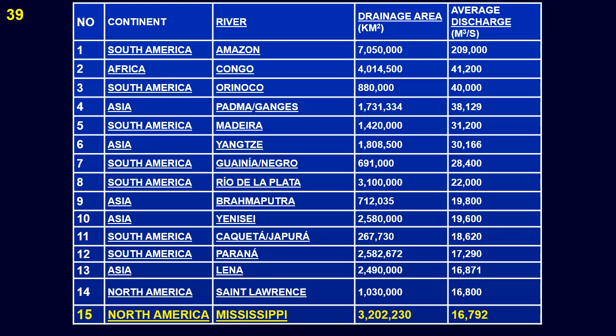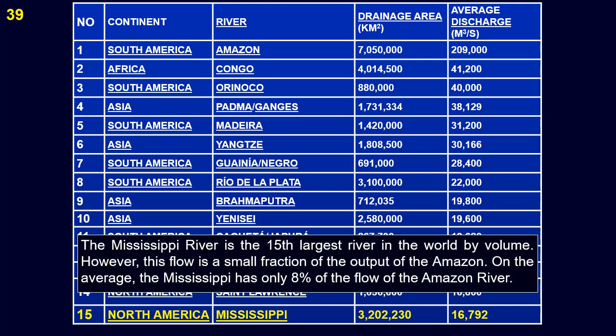The Mississippi River is the 15th largest river in the world by volume. However, this flow is a small fraction of the output of the Amazon. On the average, the Mississippi has only 8% of the flow of the Amazon River.